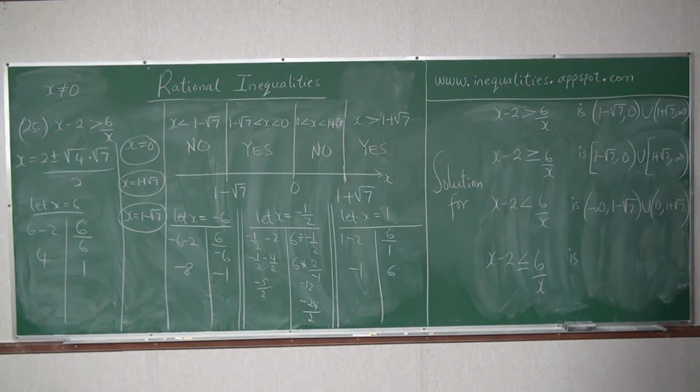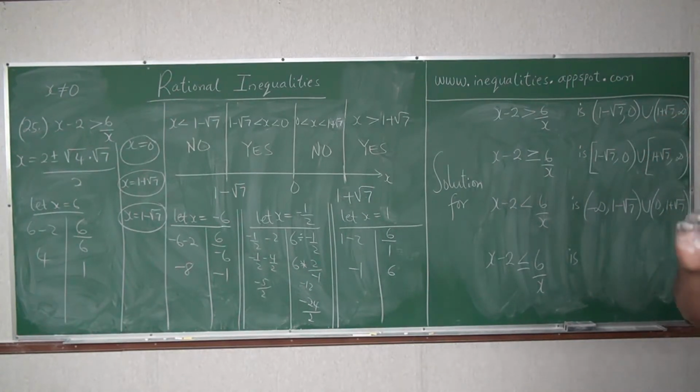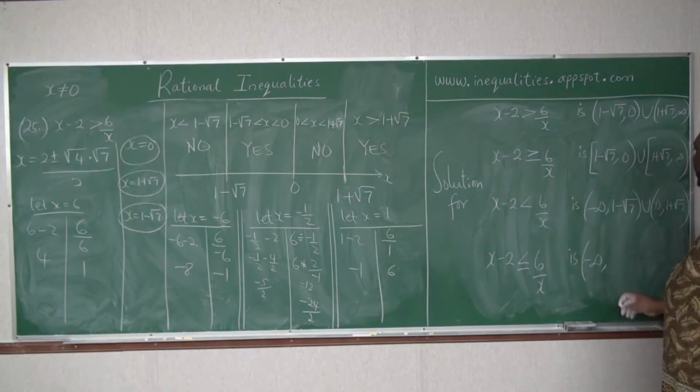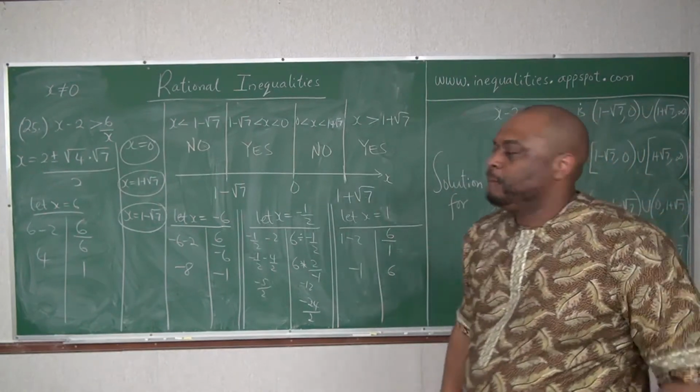And the last one, x minus 2 less than or equal to 6 over x would be parenthesis negative infinity, comma, 1 minus root 7 bracket, union, parenthesis 0, 0 is not in the domain, 1 plus root 7 bracket. And that is it. Okay?